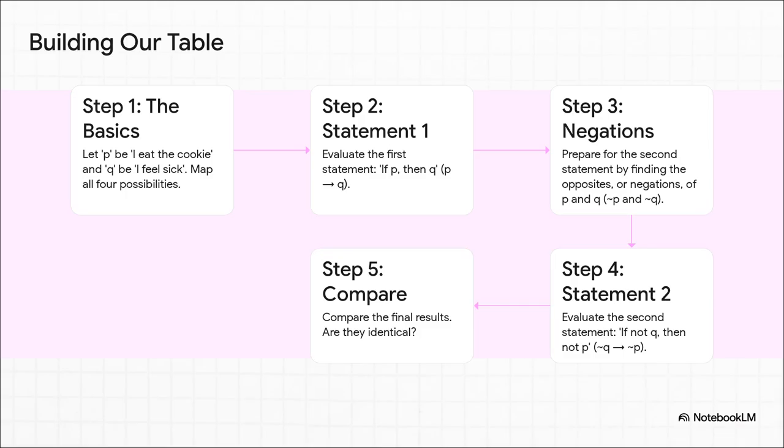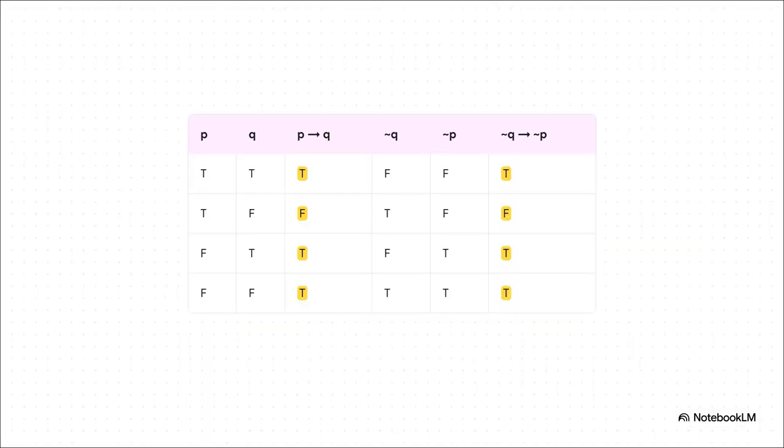First, we break our sentences down into their basic parts. We'll let P be, I eat a cookie, and Q be, I feel sick. Then we'll figure out the truth value of our first statement, if P, then Q. That little arrow just means then. Next, we need the opposite of our basic parts. Logicians call this a negation, and they show it with this little squiggle, the tilde. After that, we can evaluate our second statement: if not Q, then not P. And finally, the moment of truth. We just compare the final results. And voila! Here is the completed truth table.